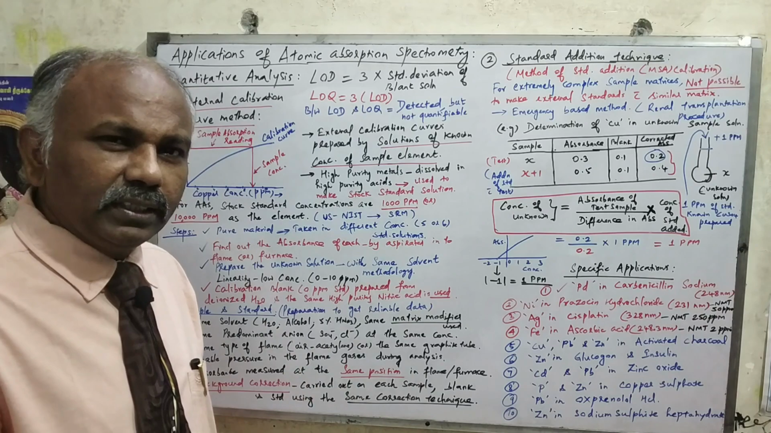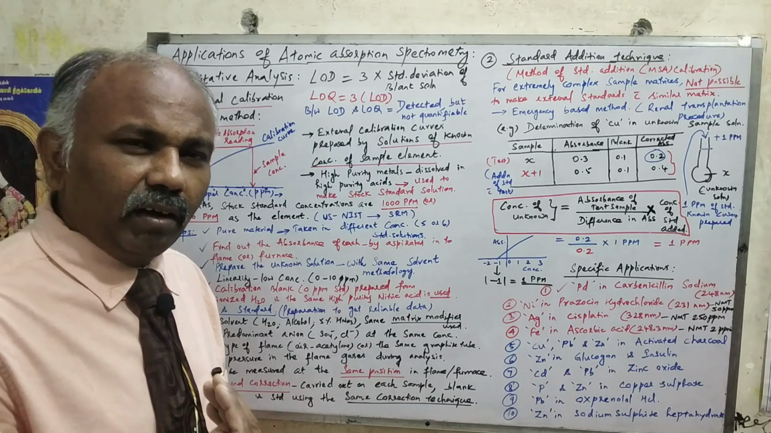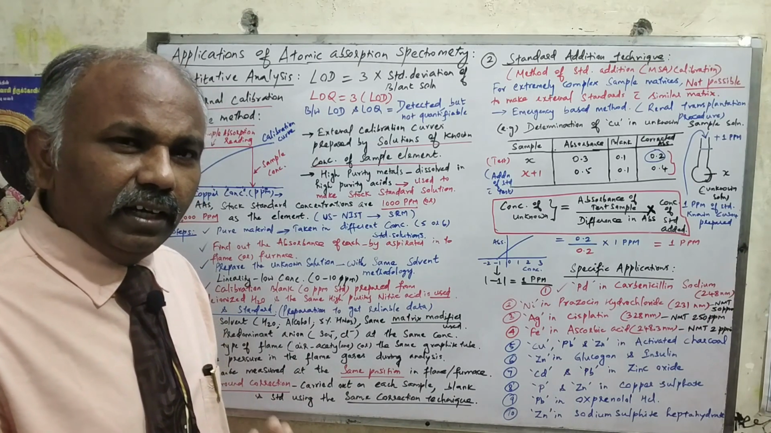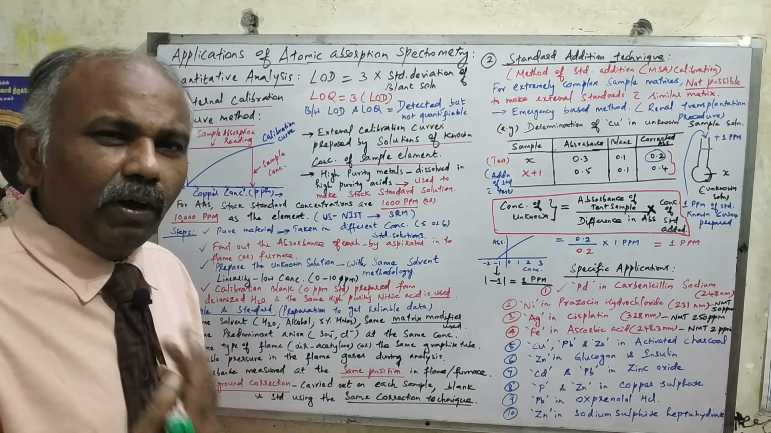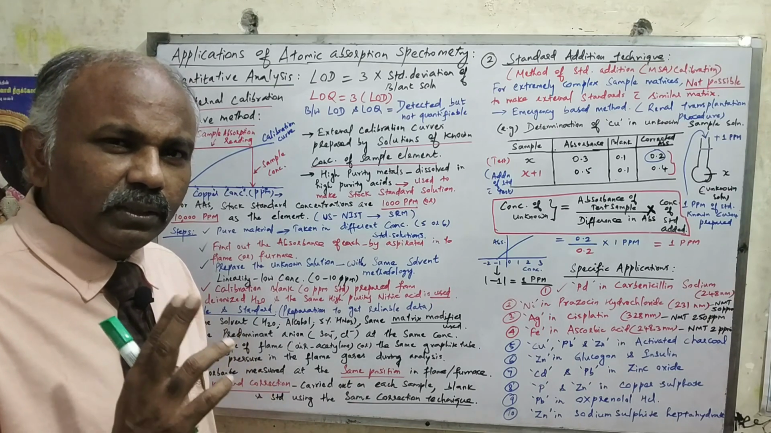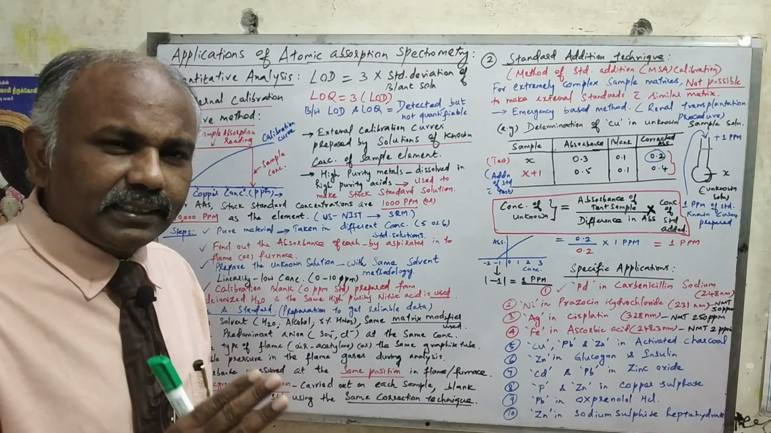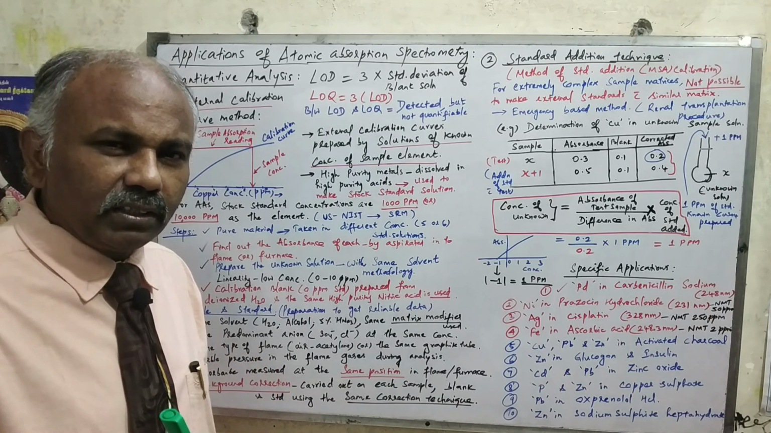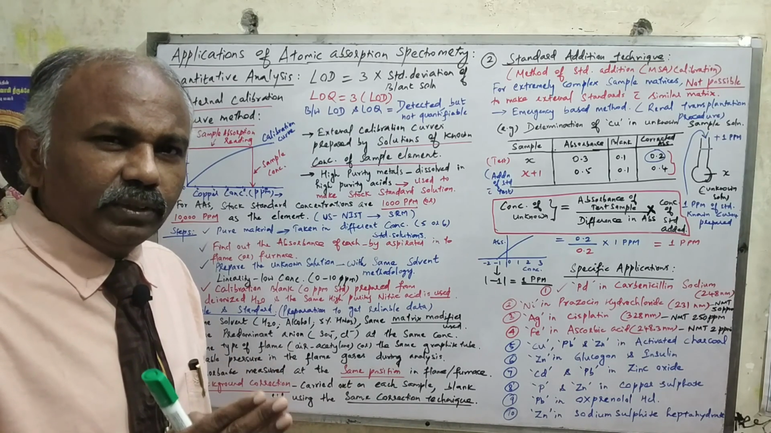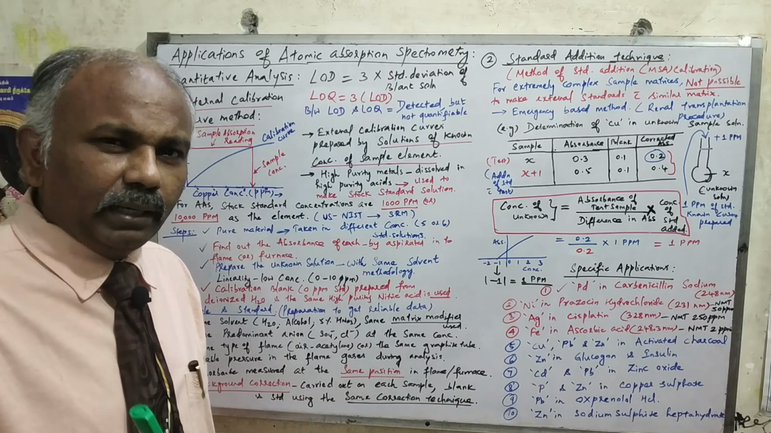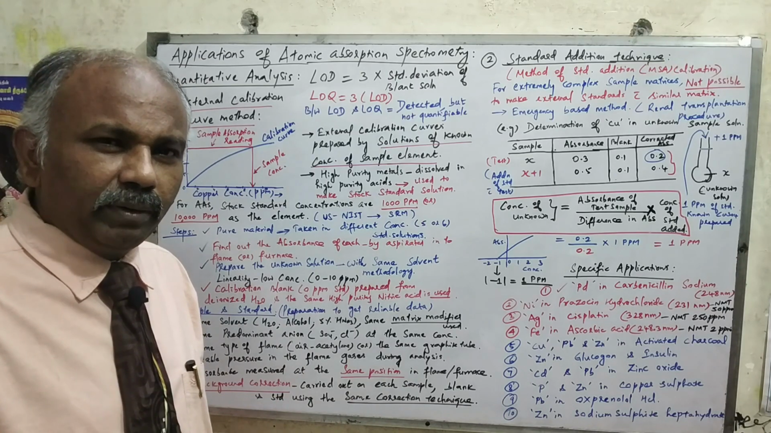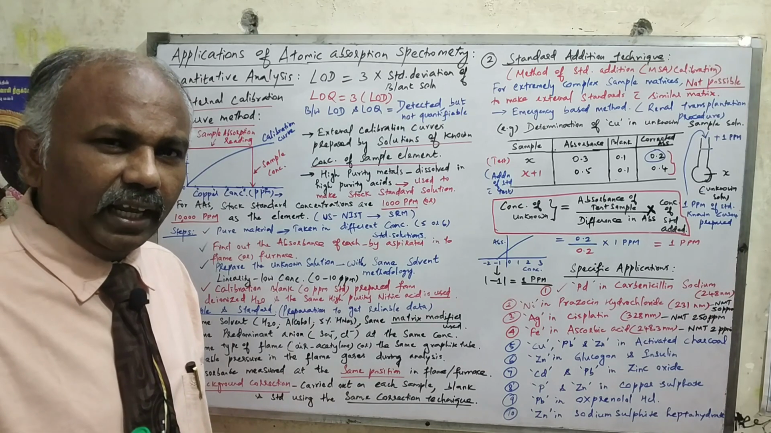Right. So when we do this multi-component analysis or single component analysis of elements in atomic absorption spectrometry, how will you perform this quantitative analysis? We are using two different methods. One is called the external calibration method, and the second one is called the standard addition technique, which is also called the MSA calibration technique. MSA is shortly abbreviated as method of standard addition calibration.